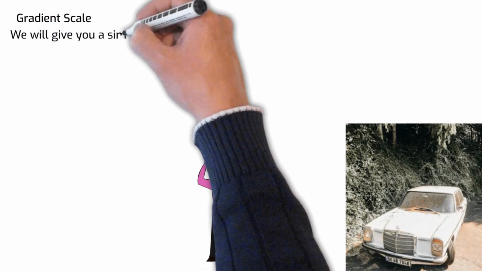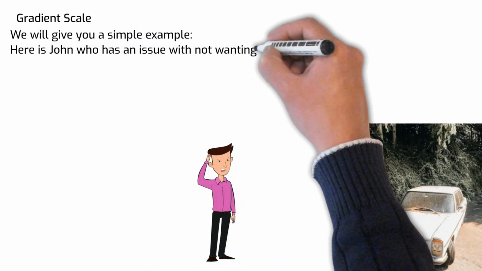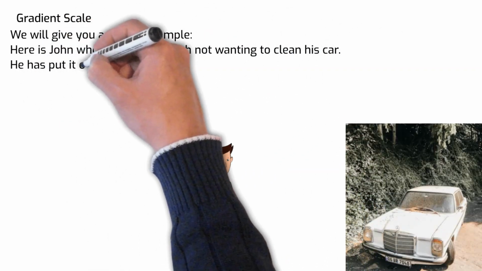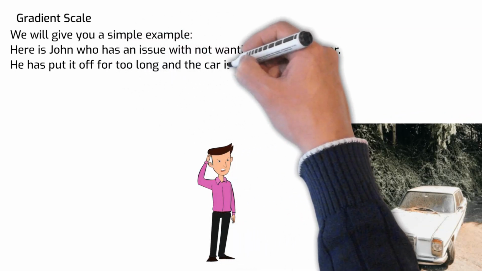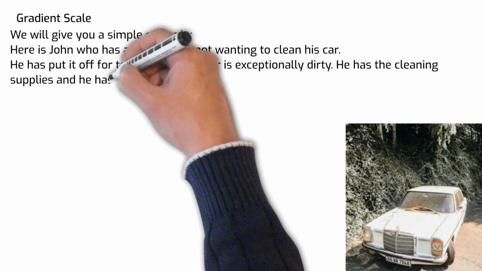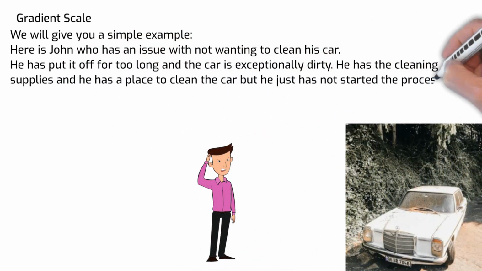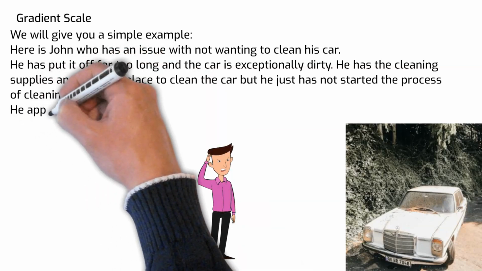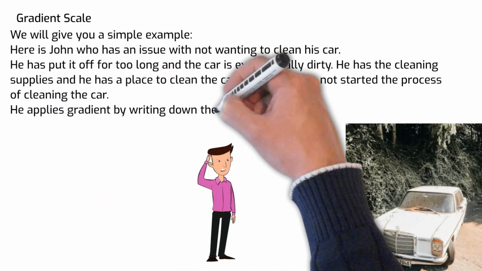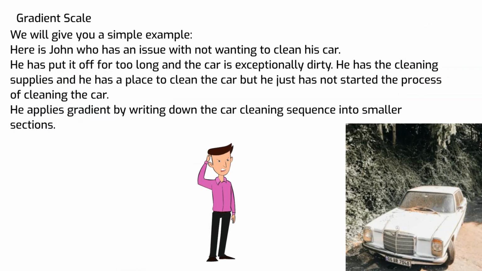We will give you a simple example. Here is John, who has an issue with not wanting to clean his car. He has put it off for too long and the car is exceptionally dirty. He has the cleaning supplies and he has a place to clean the car, but he has just not started the process of cleaning the car. He applies gradient by writing down the car cleaning sequence into smaller sections.